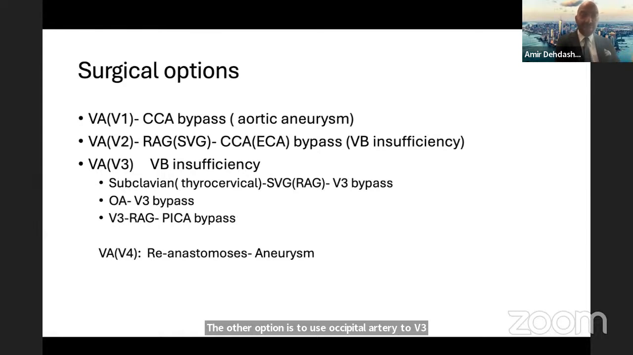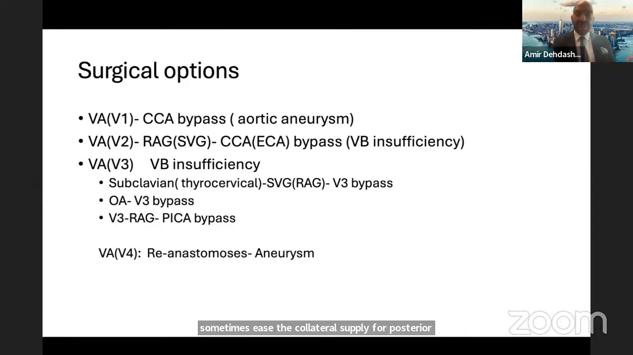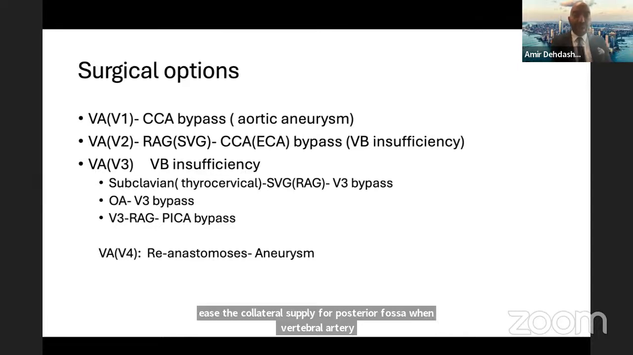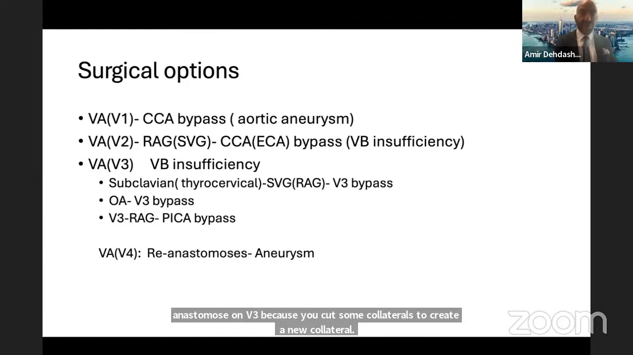One caveat here is that we have to be very careful and look at the angiogram very carefully, because occipital artery sometimes is the collateral supply for posterior fossa when vertebral artery is deficient. So if you see a very robust collateral going from occipital artery to posterior circulation, it's not helpful to cut that occipital artery and anastomose on V3, because you cut some collaterals to create a new collateral. So that's something that has to be decided based on individual anatomy.